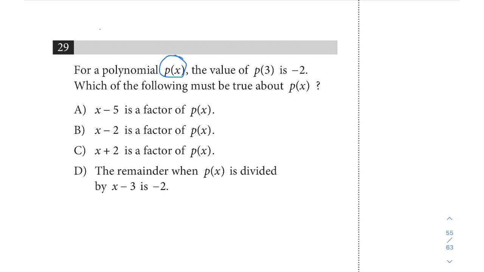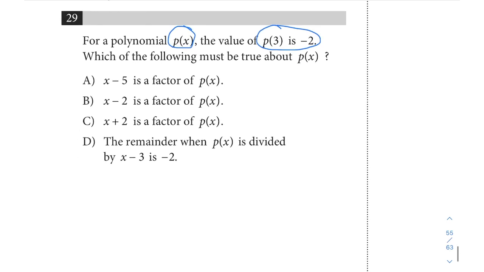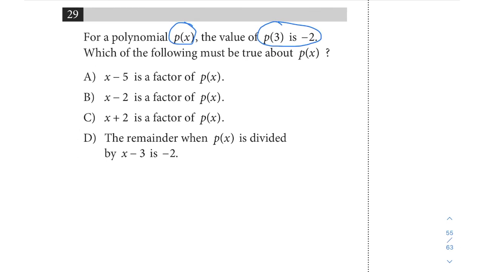But anything in this form indicates that you have a function, and when you plug in a value for that function and get a particular result, so in this case, we don't know what the function itself is, but we do know that if we were to plug in a 3 into that function and do all the calculations, that the answer comes out to be -2. They tell us that right here in the question. And they want to know which of the following is true about this function.